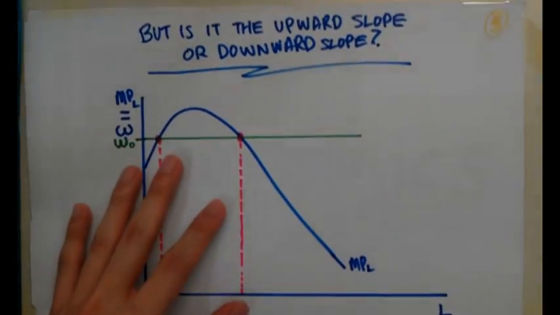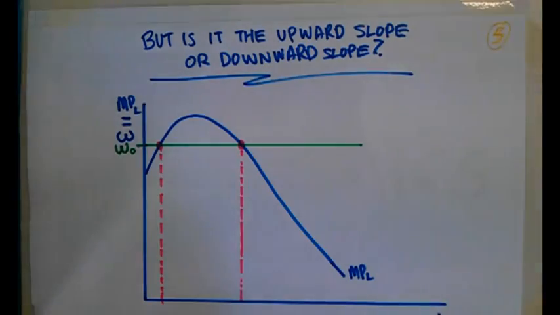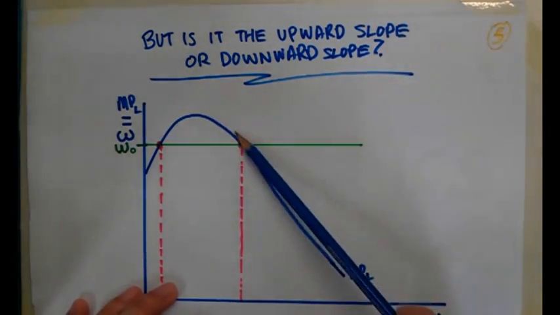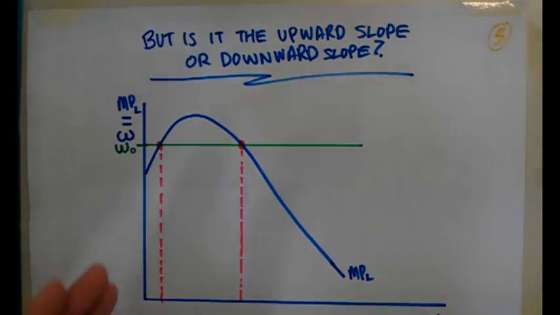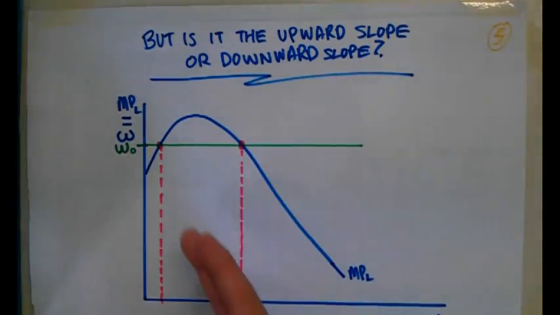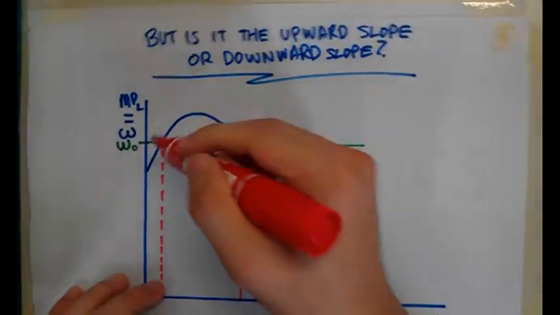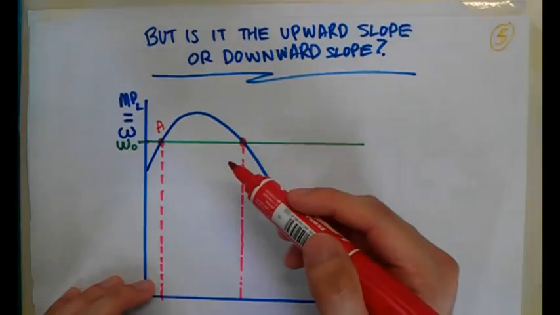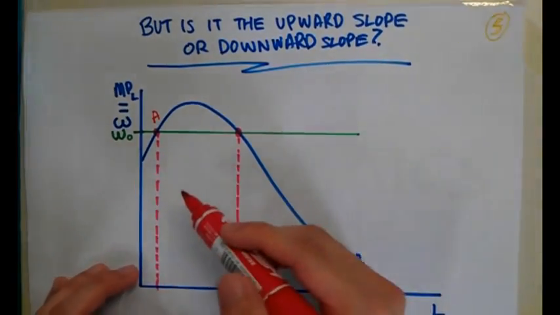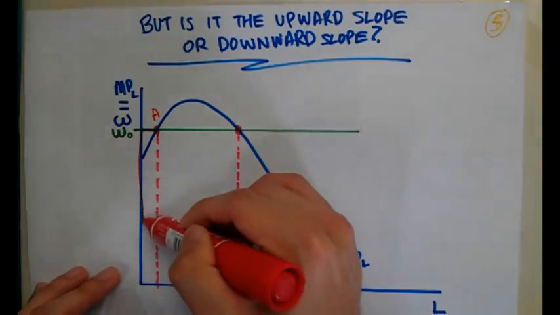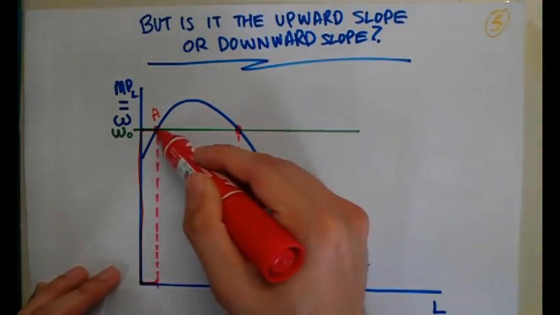Now I have a question. Is the firm going to hire on the upward sloping part or the downward sloping part? Let's do a little experiment. If we're going to hire on the upward sloping part, which is over here, point A, what is going to be the cost of the firm? It's basically going to be this area over here, this box. That is the total cost.